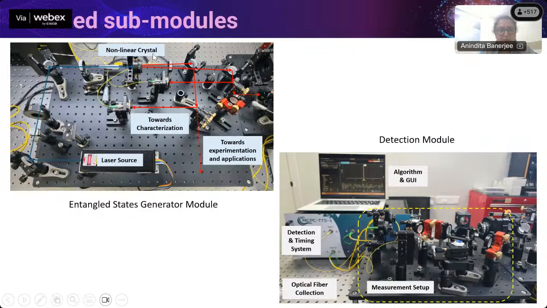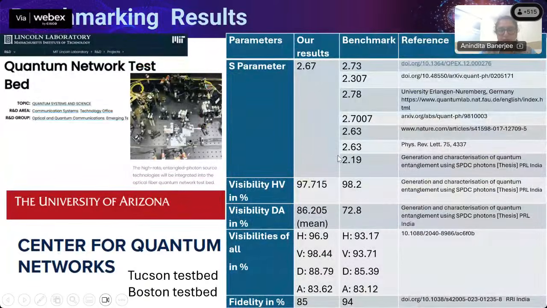So here you have this nonlinear crystal towards characterization. This is a laser source, and this is going through the experimentation. This is the generator module, and this is the detection module. Now, some benchmarks which we have done against some of the standard results.